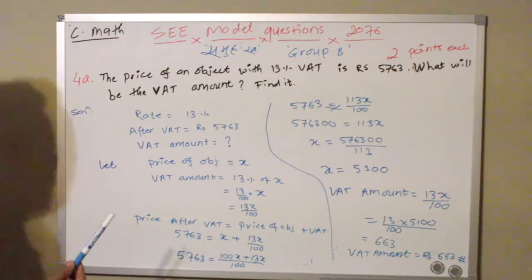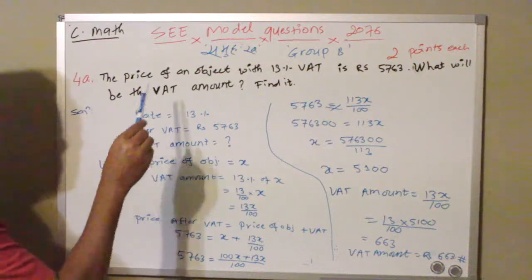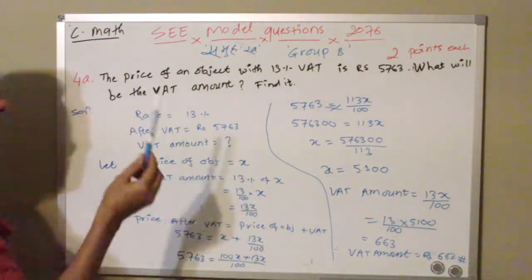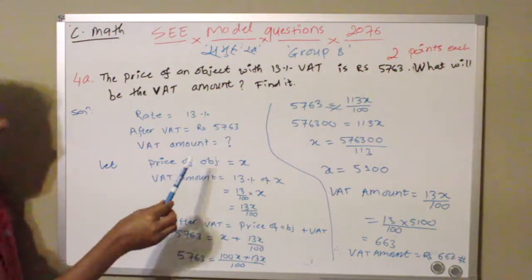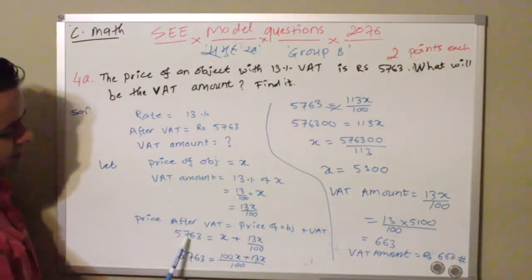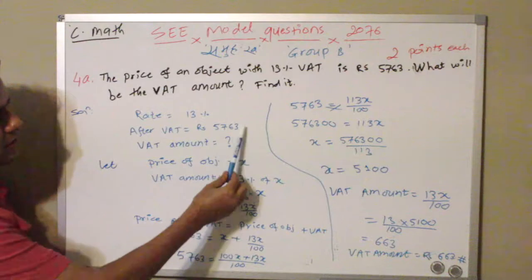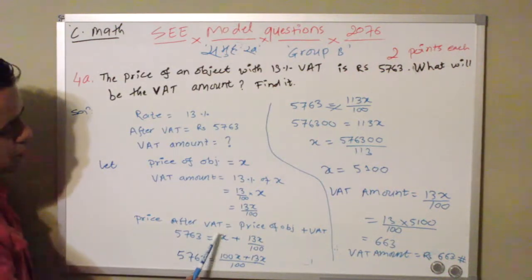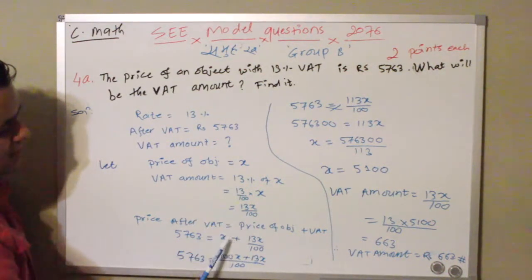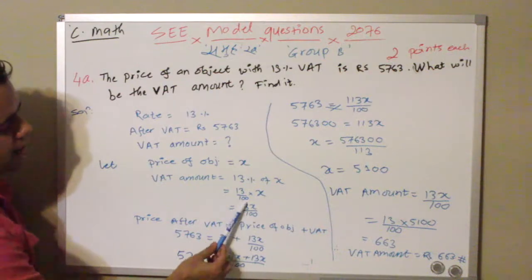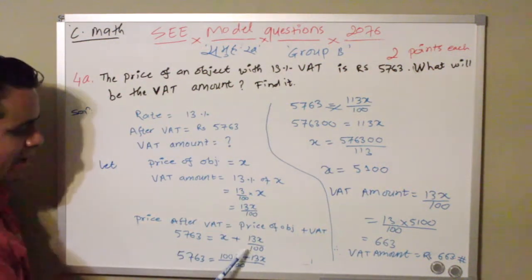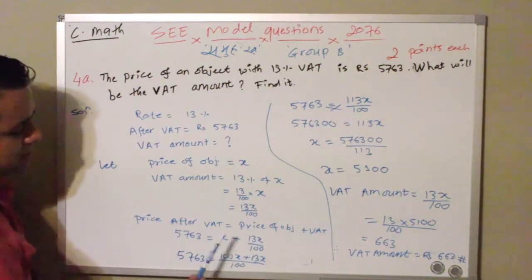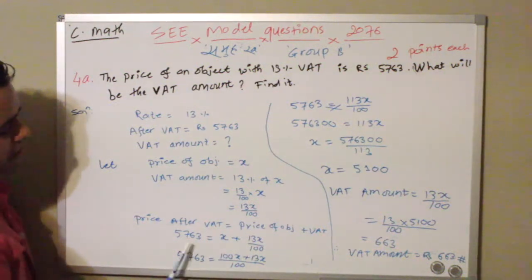Now we know that after VAT means price plus VAT. Substituting the value of after VAT, which is 5,763, equals the price of an object, x, plus the VAT amount, 13x over 100. By simplifying these two terms, I got this, and this is just a copy of that.